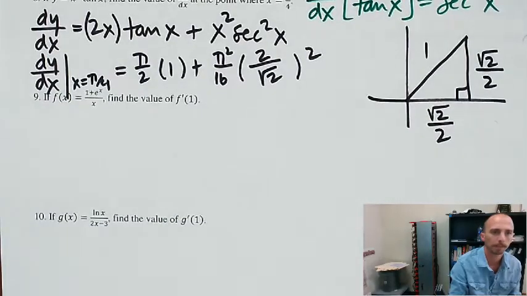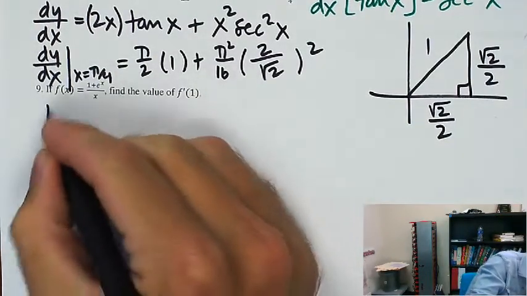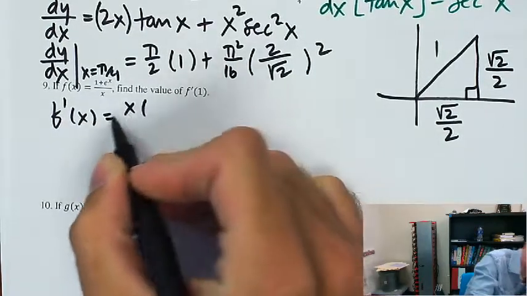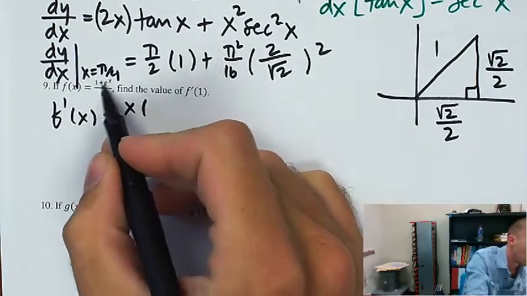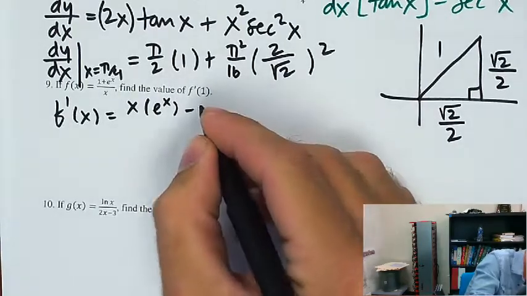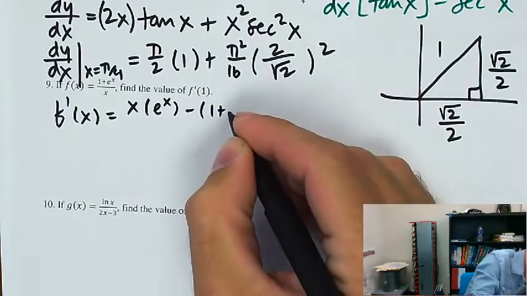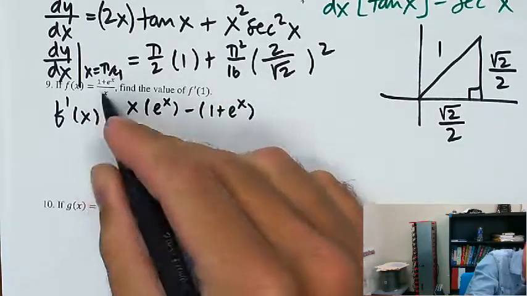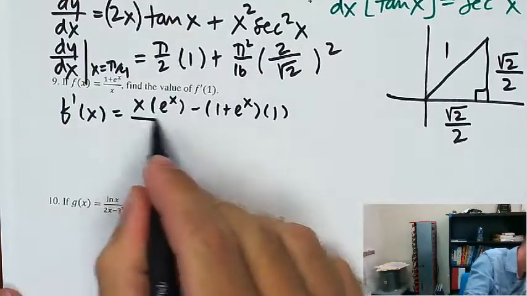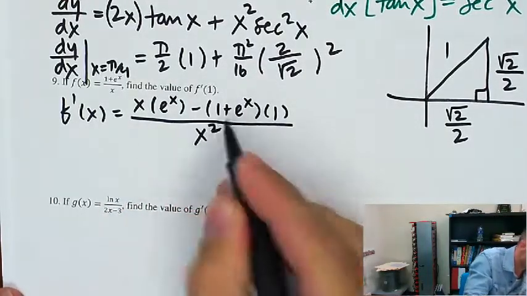All right. Find the value of f prime of 1. We can do this. We're going to take the derivative using the quotient rule. Bottom times the derivative of the top. Derivative of 1 is 0. The derivative of e to the x is e to the x. Minus the top times the derivative of the bottom, which is 1. The derivative of x is 1. Divided by the bottom squared.